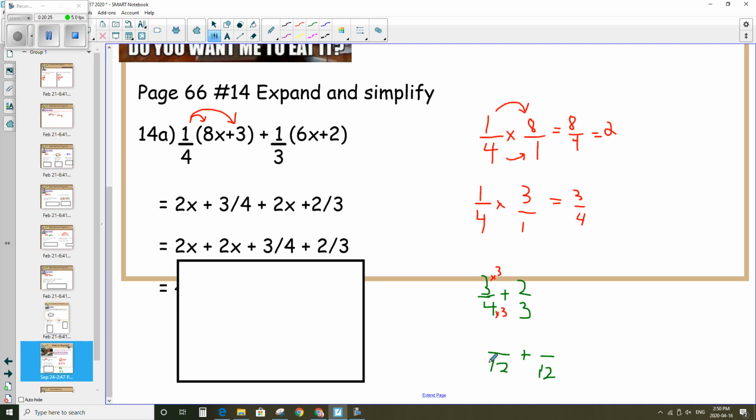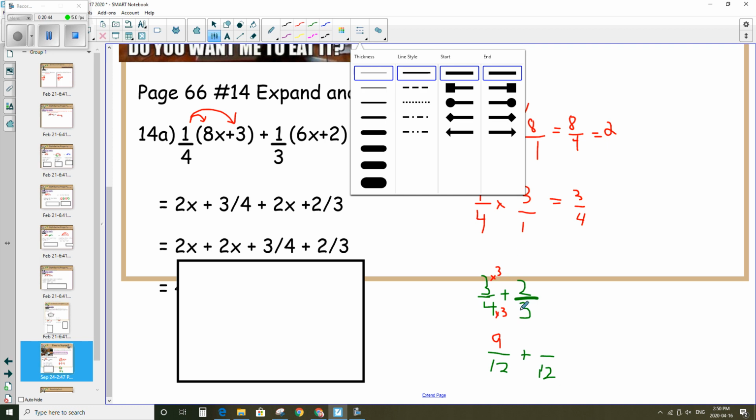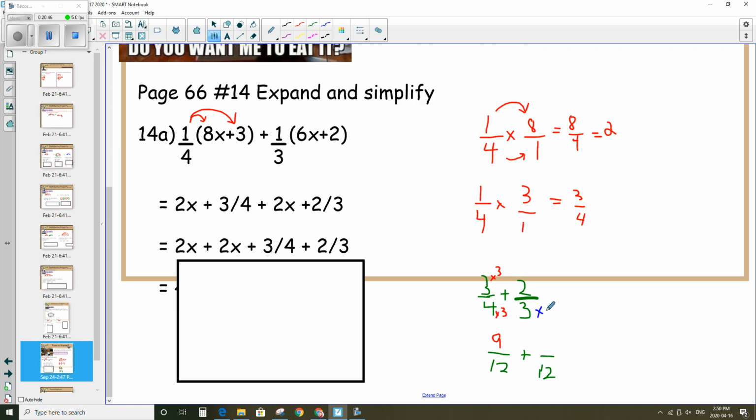4 times 3 is 12. 3 times 3 is 9. So that gives me the number at the top. And then for the second fraction, how do I go from the 3 to the 12? What do I multiply that number by? 3 times 4 gives me 12. And do the same thing to the top to be fair. So the top is going to be 2 times 4, which is 8.